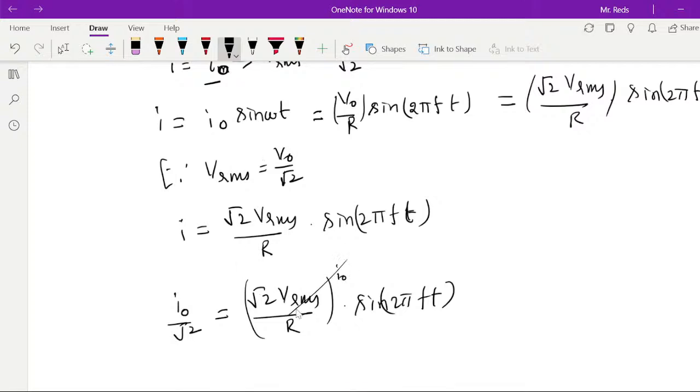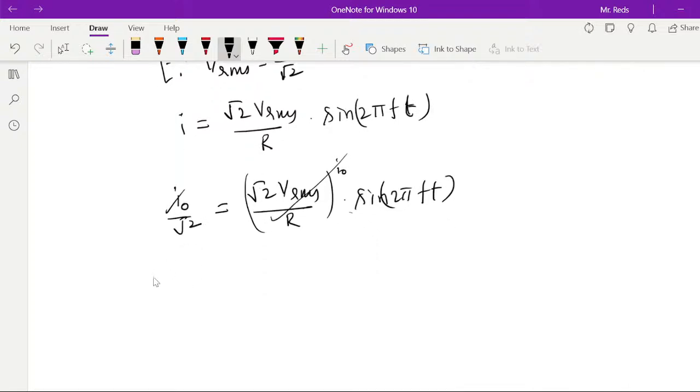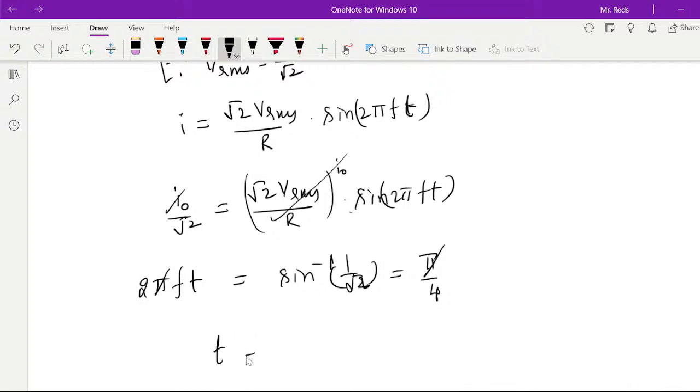This is I naught. So this entire thing gets cancelled, and then 2 pi ft is equal to sine inverse of 1 by root 2. What is this? For what angle of sine do we get 1 by root 2? Pi by 4, 45 degrees, or pi by 4. So pi gets cancelled, and you'll get t is equal to 1 by 4 into 2f, so it is 1 by 8f.